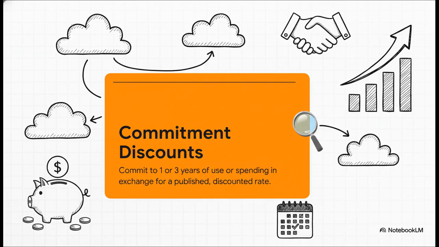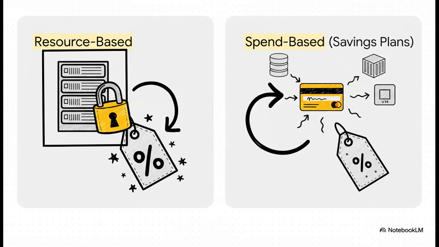It's a win-win. Now, these commitments kind of come in two main flavors. On one hand, you have resource-based commitments, like reserved instances. Think of this as pre-booking a very specific hotel room in a specific city for a year. You get an amazing price, but you lose all flexibility. On the other hand, you have spend-based plans. This is more like buying a gift card. You commit to spending, say, $10 an hour, and you can use that credit on a whole bunch of different services. You get a little less of a discount, but way more flexibility.